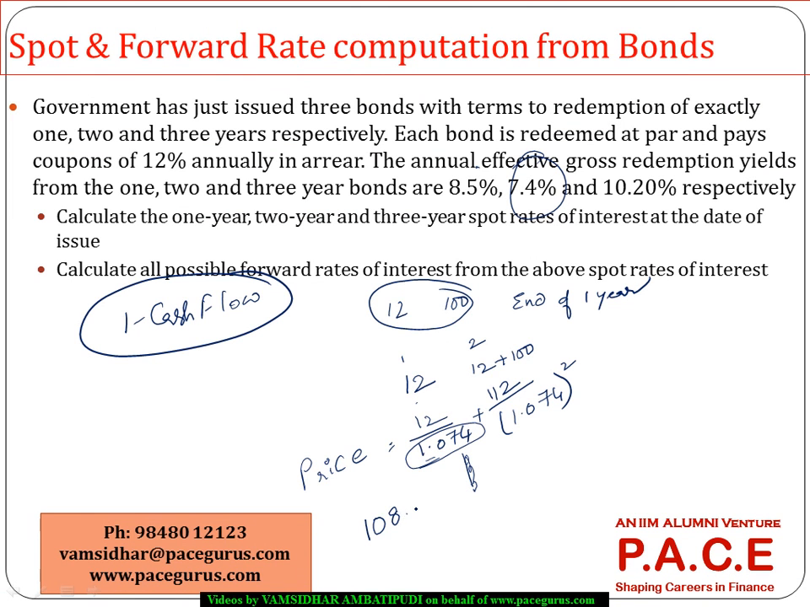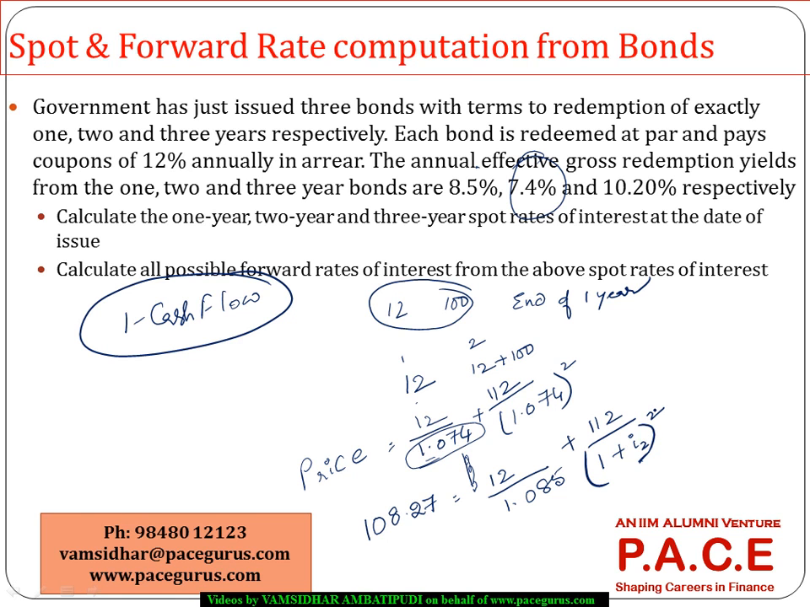Now how do I use this information for computing the 2-year spot rate? I'll say 108.271 is equal to 12 divided by, I use the 1-year spot rate which we have already found, 1.085, but the 2-year spot rate we don't know, so we call it 1 plus I2 whole square. So from here you can simplify and find out I2, which is the 2-year spot rate.